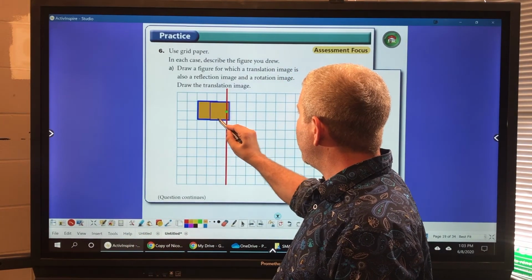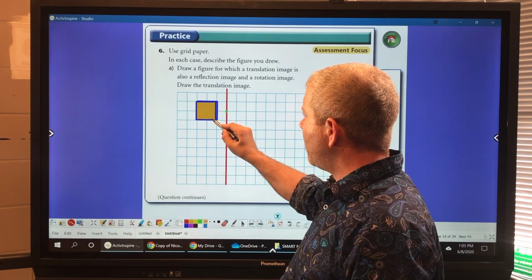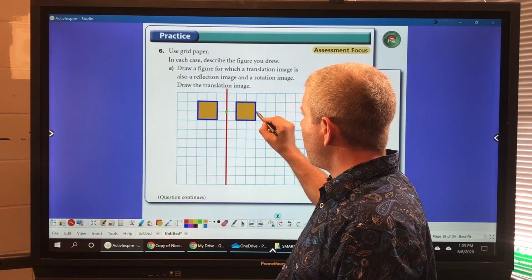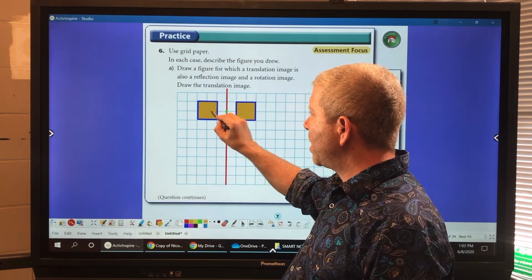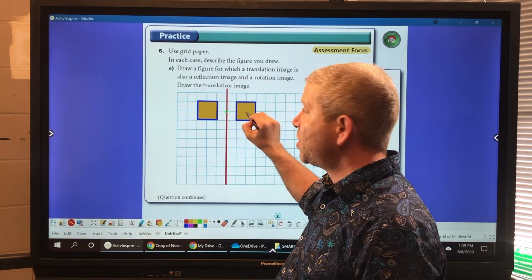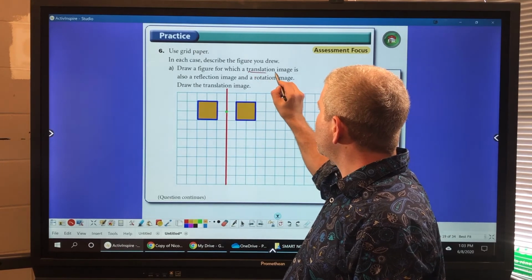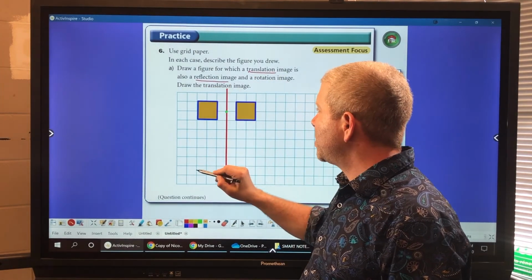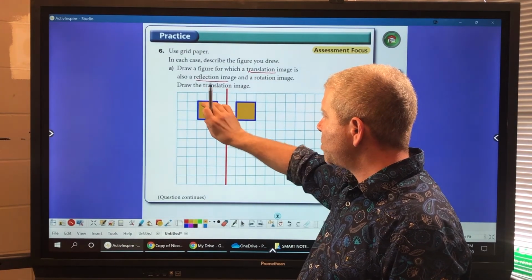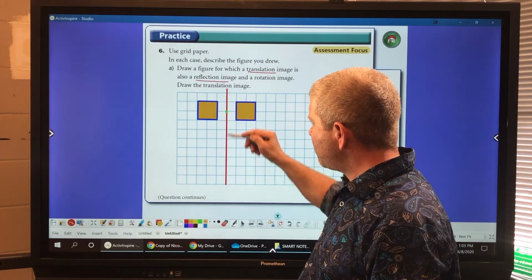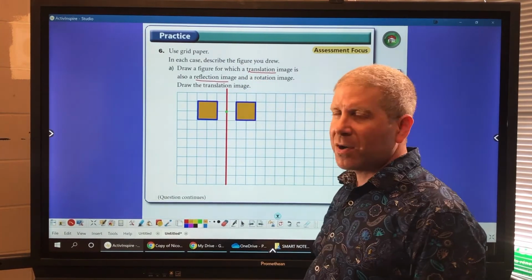And this square, we can translate from here onto this shape over here. So I'm moving from here, my original image, into my translated image here. But what the question is asking here is, this is a translation, but it should also be a reflection. And yes, I can reflect. This shape can be flipped in this vertical line, this red line, right onto that same shape.